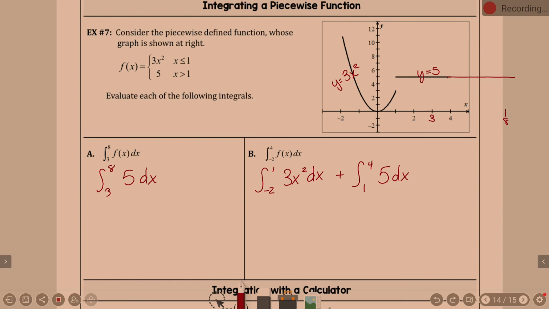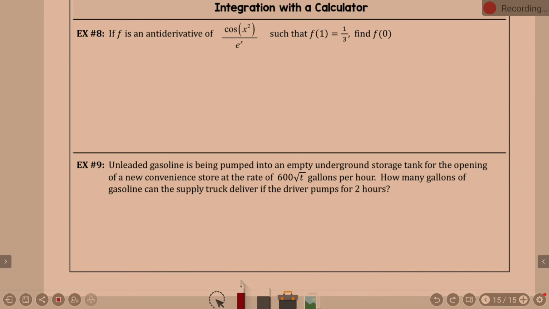Now, did I leave any time or not? Number 8. F is an antiderivative. Let me set up at least the basics for you, such that f of 1 is given, find f of 0. You need to think about the integral. What x values did they give me? From 0 to 1 of cosine of x squared over e to the x.